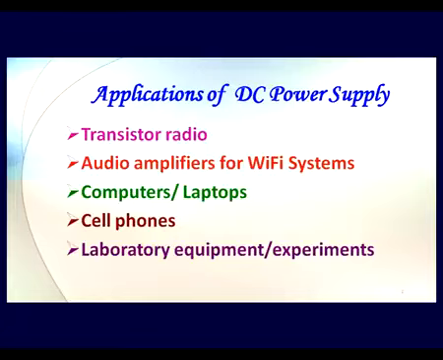I just listed a few applications of our DC power supply. Like I told you, the transistor radio or audio amplifiers, our Wi-Fi systems, or very day-to-day, for our computers, laptops or cell phones, we have chargers. All those chargers are essentially converting the AC mains into the required DC voltage. Then in the laboratory, for performing certain experiments, we need highly stable DC voltages. So these are the main application areas of DC power supply that we come across in our day-to-day life.